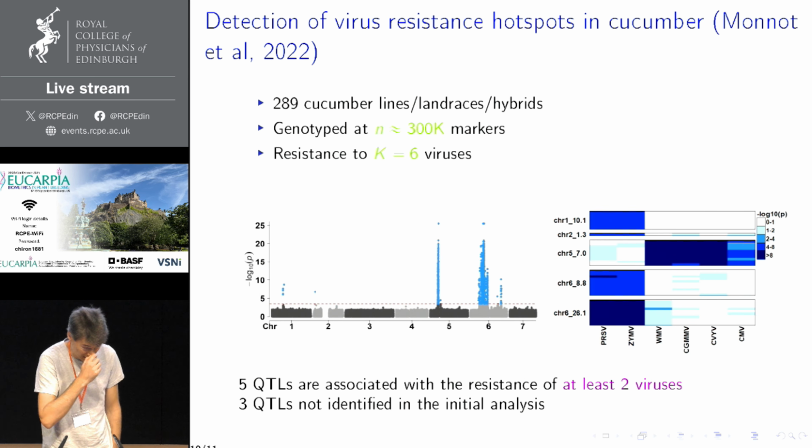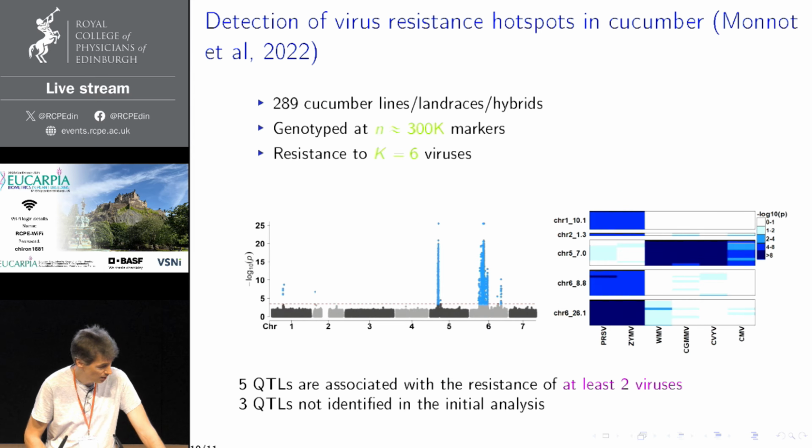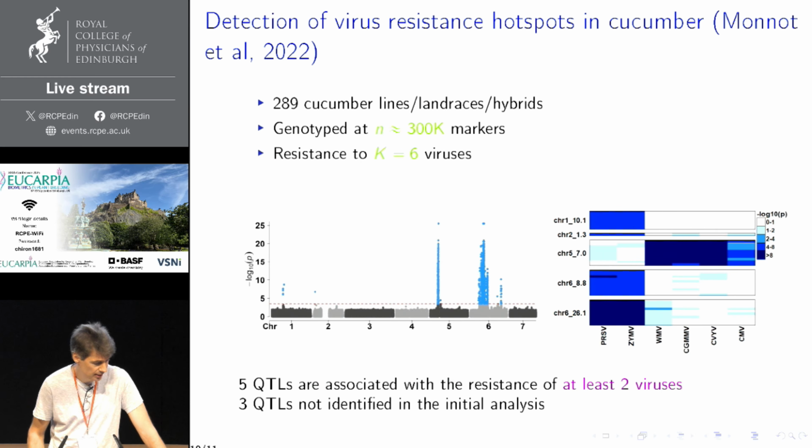Let's now move to a real case application. Here what we want to do is the detection of virus-resistance hotspots, not in tomato but in cucumber. We had a panel of basically 300 cucumber lines, genotyped at 300,000 markers, and we wanted to investigate the resistance to 6 different viruses. So we ran the analysis. The goal was to detect markers that were involved in more than 1 virus, so at least 2 virus resistances.